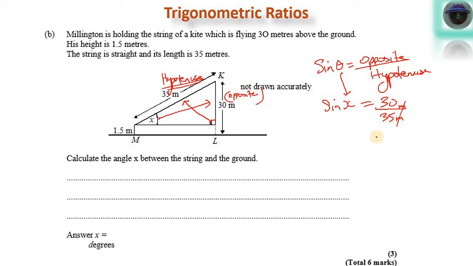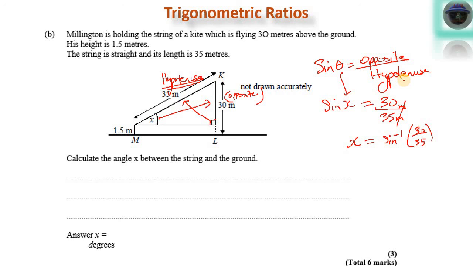So meters cancel meters, and we can simply transpose the sine. Whenever you try to find an acute angle, we're going to use the inverse of the trig ratio. So what we'll have is that the angle x will be equal to the inverse sine. The inverse sine, I put a bracket. Ensure you have a bracket, 30 divided by 35. If you don't, then you might get an error. So sine inverse of 30 divided by 35.